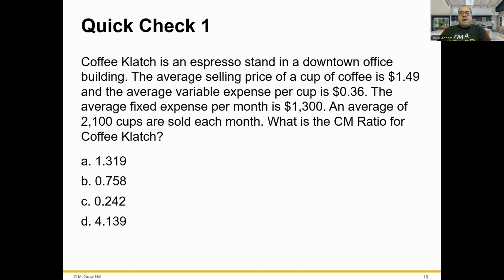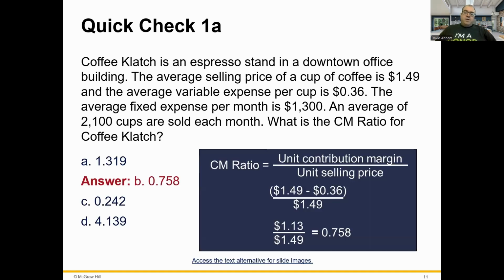Okay, let's do a quick check here. So Coffee Clash is an espresso stand in a downtown office building. The average selling price for a cup of coffee is $1.49, and the average variable expense per cup is 36 cents. The average fixed expenses for the month are $1,300. An average of 2,100 cups are sold each month. And so what is the CM ratio for Coffee Clash?